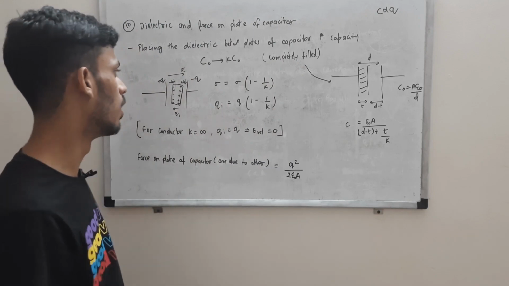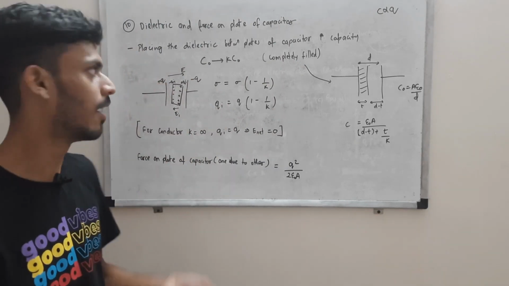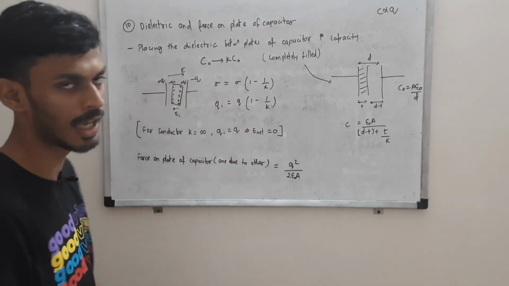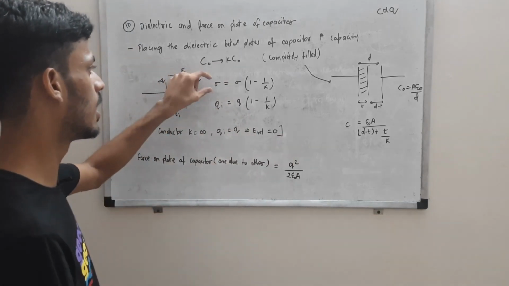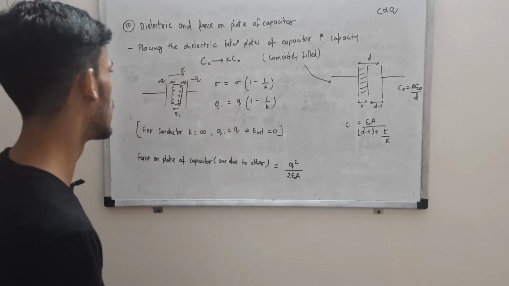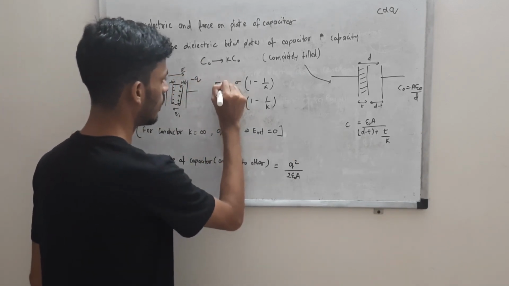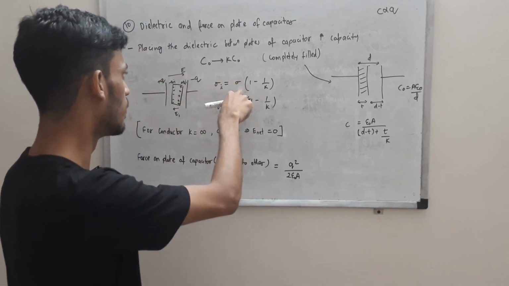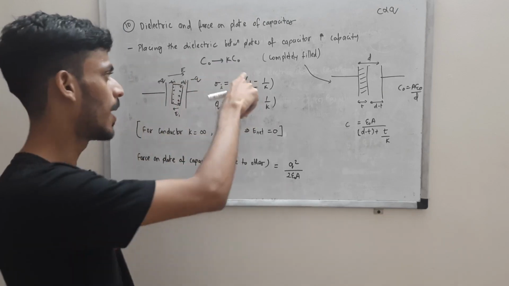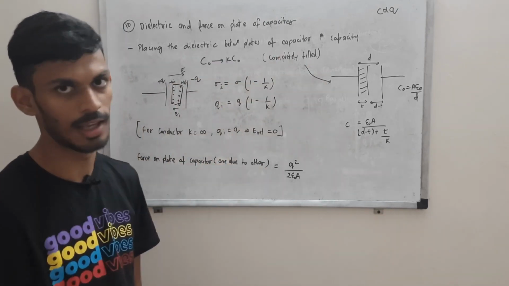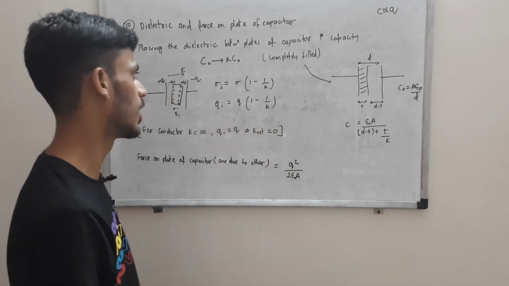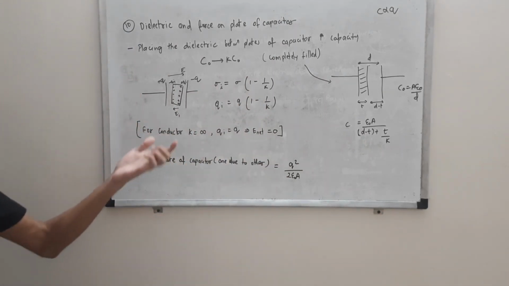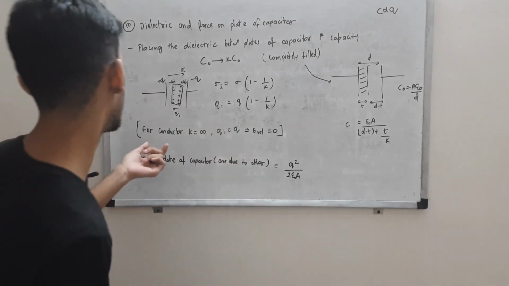Due to this, you can find the net field. You can write E net is E minus E I, and from there you can obtain the result that the induced surface charge density is sigma, the surface charge density on the capacitor, into 1 minus 1 by K. Similarly for charge you can write the same, since these two are proportional. We'll be deriving it in the next video.